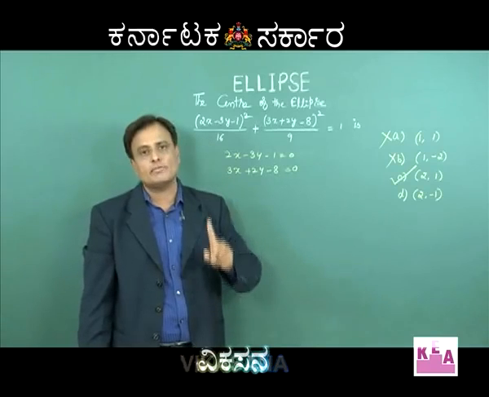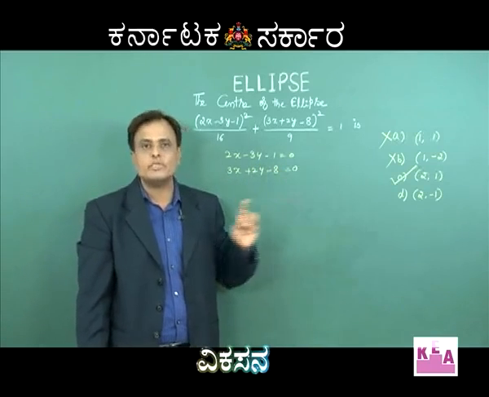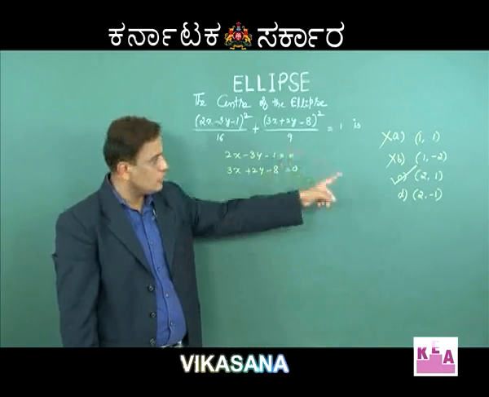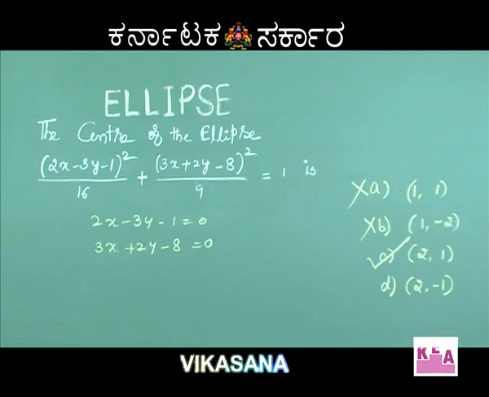As we discussed in the beginning of the question, the point of intersection of the two lines will be the center of the ellipse. Therefore option C is the right option. Please note down this question.